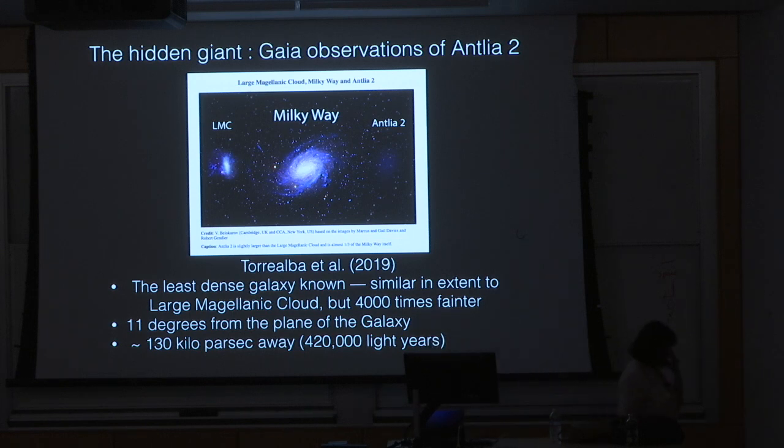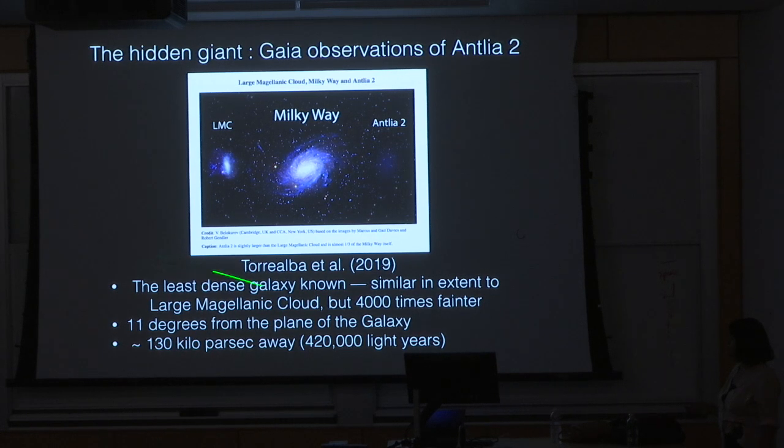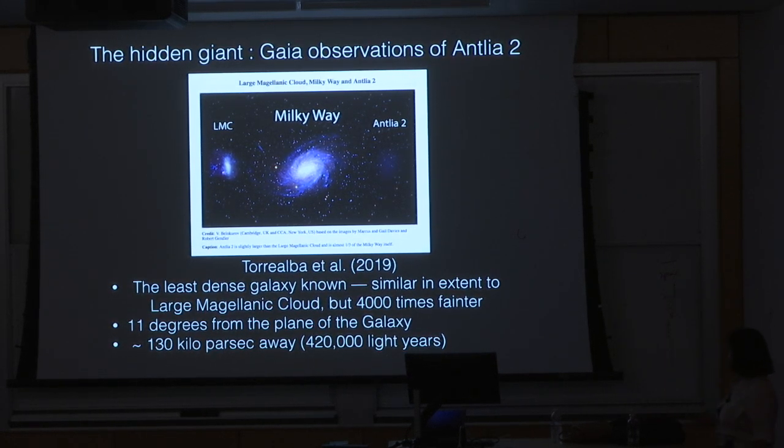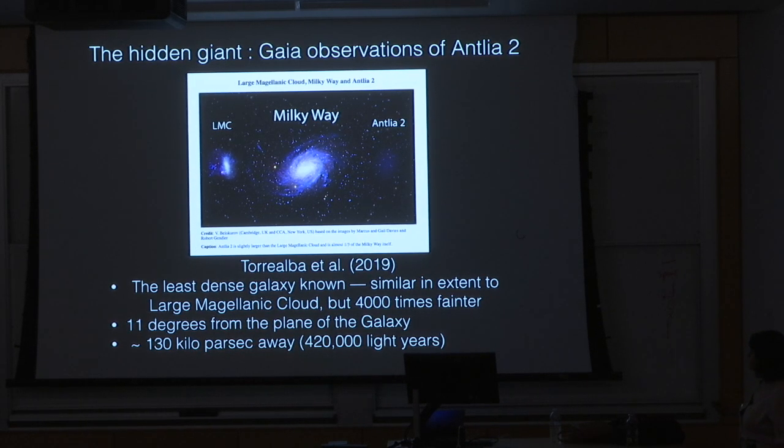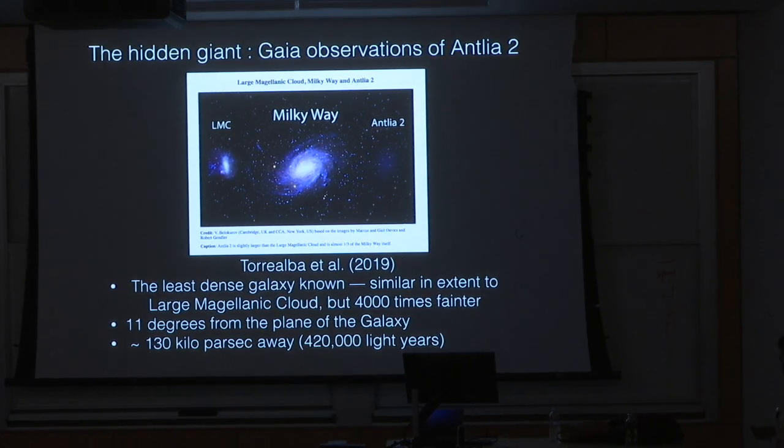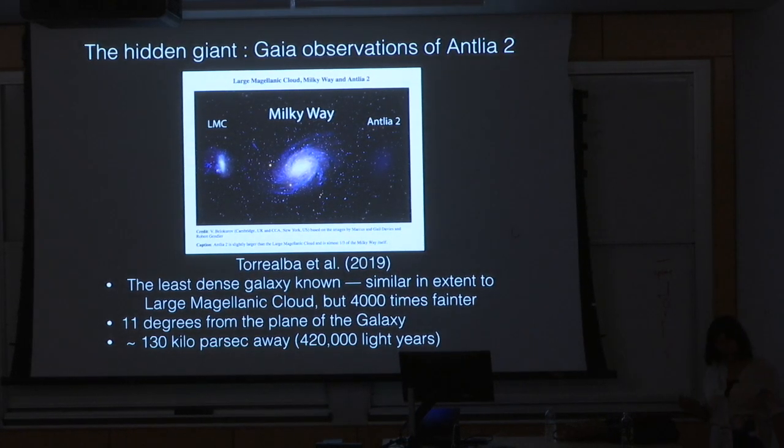So we were very excited when we heard about this new dwarf galaxy that was discovered from the analysis of Gaia observations. It's known as Antlia 2. It's towards the constellation Antlia. These are some images from the press release that was done by the group that discovered it. So, as I said, the LMC is one big dwarf galaxy, right? Antlia 2 is about as big as the LMC, actually slightly larger, okay? But it's 4,000 times fainter, making it the lowest surface brightness galaxy known to date.